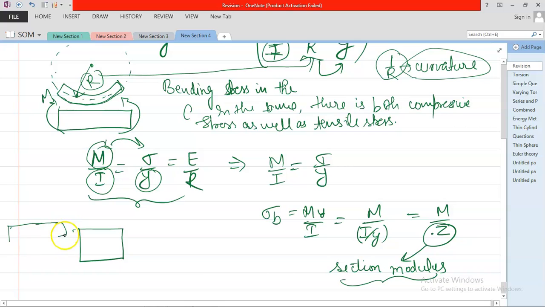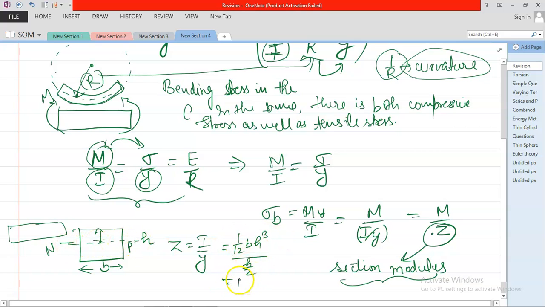So suppose you have a square cross section beam. Z is equal to I by Y. Now what will be your I? 1 by 12 B H cube upon Y, that is H by 2. Maximum Y is H by 2 because the neutral plane will pass through the center of gravity. Similarly, for a circle you can obtain it, for a triangle also, and for any shape. So the basic thing is you need to determine I and Y.